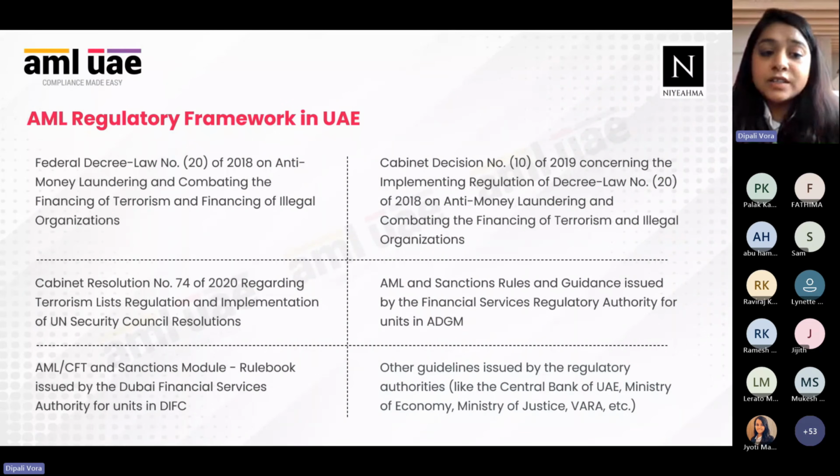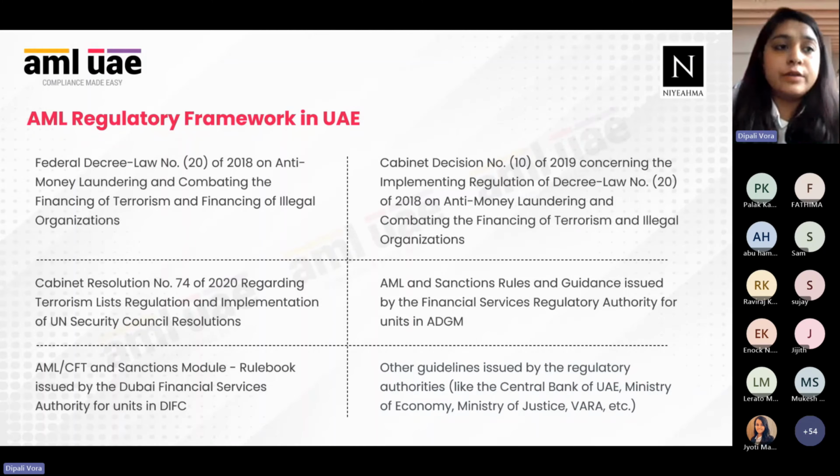There are certain other guidelines which are issued by our ministry for sectors. For example, we do have special guidelines for the real estate sector, gold sector, then trust and company service providers. We have separate guidance notes which are issued, which will help us to understand how we implement in our company, how the AML structure could be more strengthened in our company.